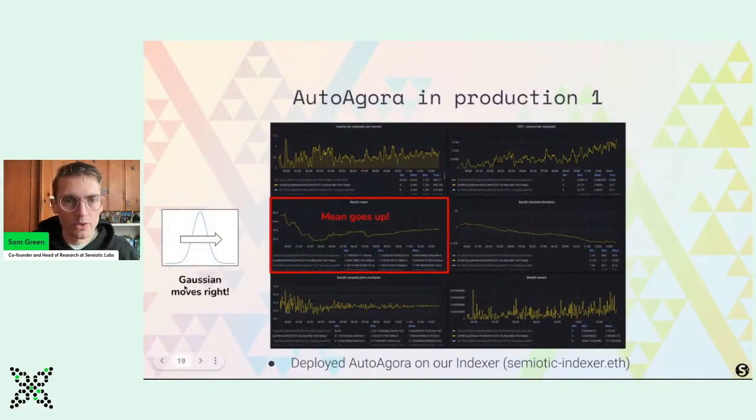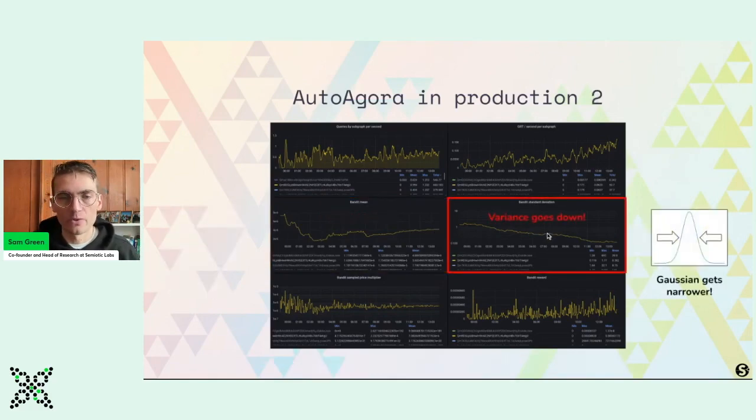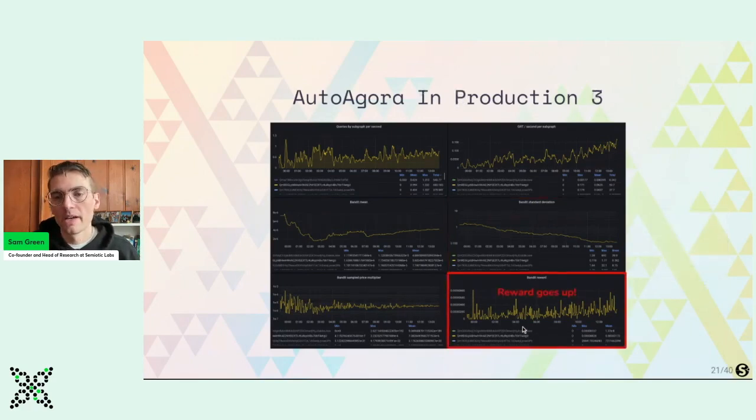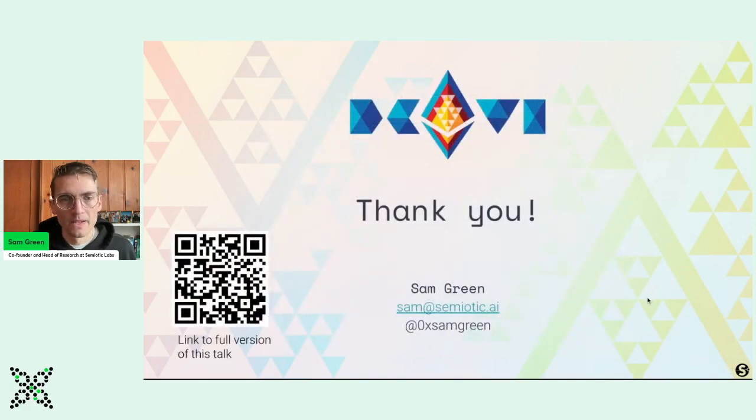We've moved this into production. So this is deployed. It's also open source. It's available to be used by all indexers. And here you can see that this is tracking it in production. We can see that the mean of the policy is going up. That means it's finding the price that can maximize its revenue. Its variance goes down. That means its uncertainty about where its maximum price is goes down. And here we can see that the rewards it's getting over time go up.